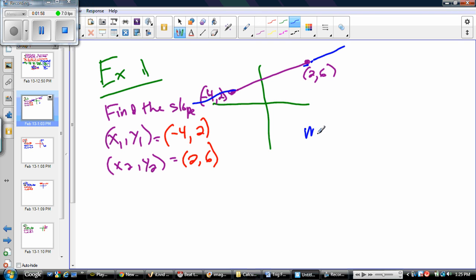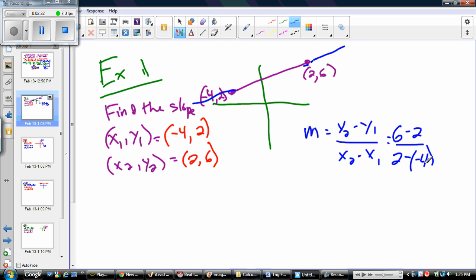So I know the slope is equal to y2 minus y1 all over x2 minus x1. What is my y2? That's the y coordinate for my second point. So for me, that's this one, 6. Minus the y coordinate from the first point. That's going to be 2. And now let's start with the x coordinate for x2. I'm going to start with the x coordinate from the same point that I started with for the y coordinate. That's 2. 2 minus, and then the first x coordinate is going to be negative 4.